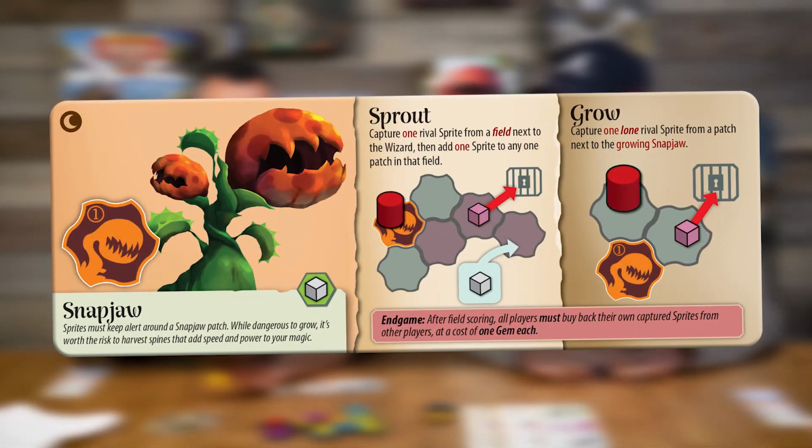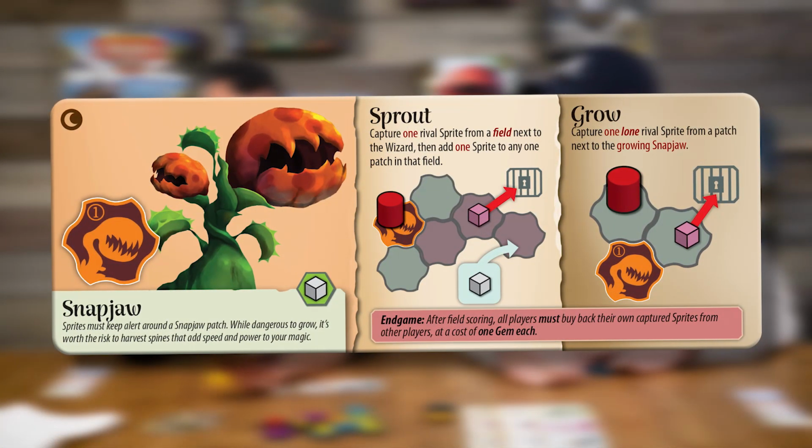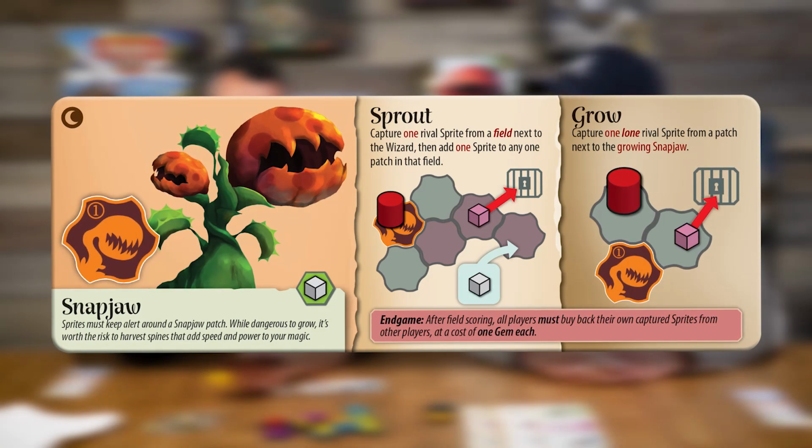Exactly. Yeah, I hadn't even thought of that. So a couple more. This one is the Snapjaw. The Snapjaw is unique, and Adam's is even more unique. But the Snapjaw brings in this capture mechanic.